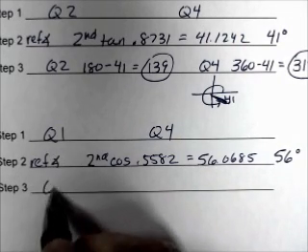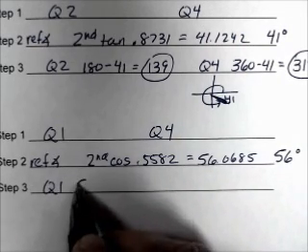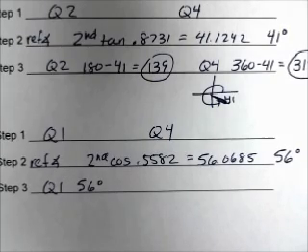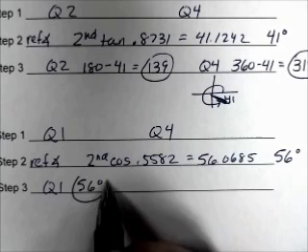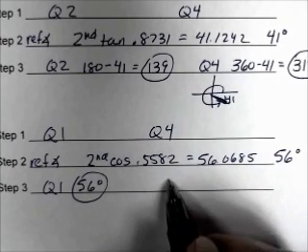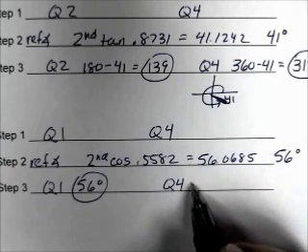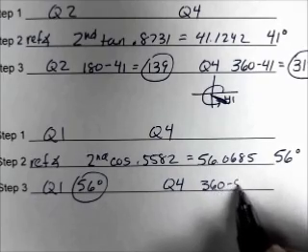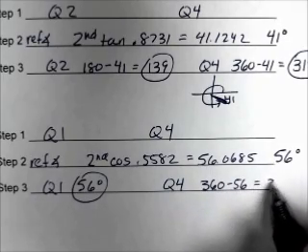In quadrant 1, a reference angle of 56 degrees is its own angle. And in quadrant 4, we would take 360 and subtract 56 to get 304.